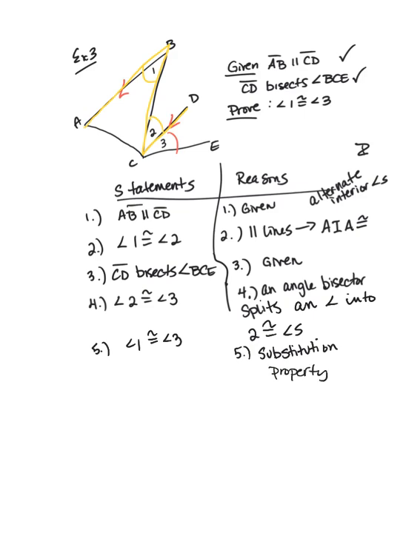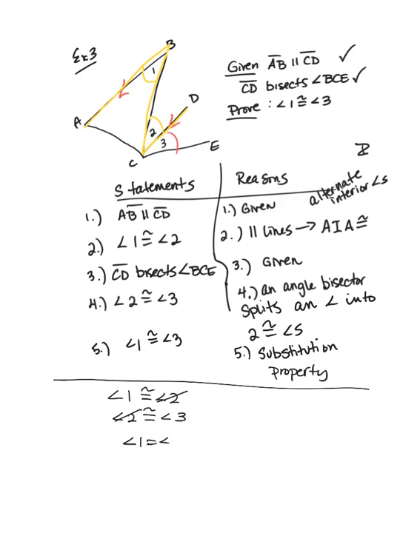Okay, so this is just scrap work in here. I have that angle 1 is congruent to angle 2. Then I have that angle 2 is congruent to angle 3. So what ends up happening is it's as if these cancel out. Think of it that way. Both 1 and 3 are congruent to 2. Therefore, they're congruent to one another. That may help you to see this.